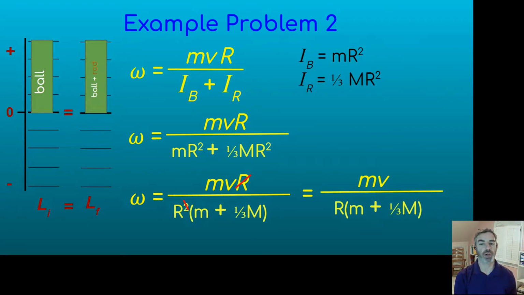Now, don't do bad algebra and cancel out the m's on top and bottom, because the plus sign does not allow you to cancel that, because the lowercase m is not in the 1/3 capital M.